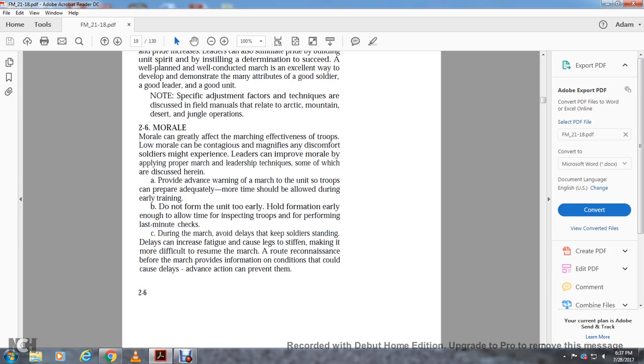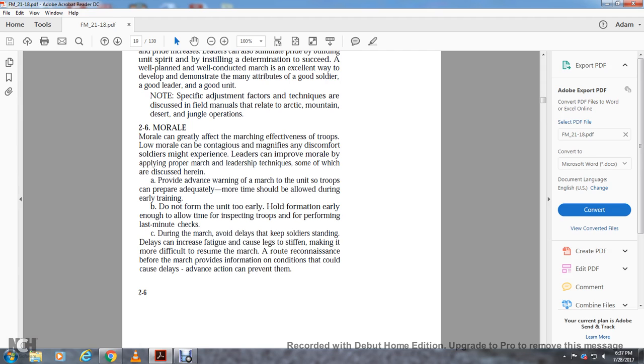Leaders can improve morale by applying proper march leadership techniques, some of which are discussed here, providing adequate preparation, pride, and advance warning of the march to the units, so that the troops prepare adequately. More time should be allowed during early training. Do not form the unit too early. Hold formation early enough to allow time to inspect troops and perform last-minute checks.